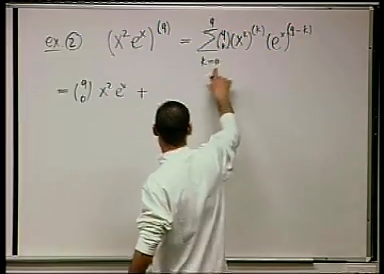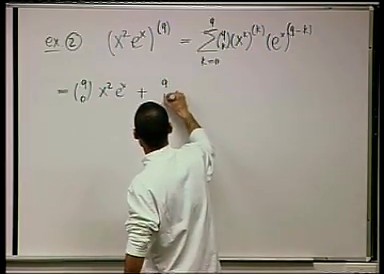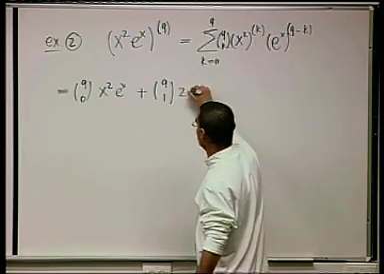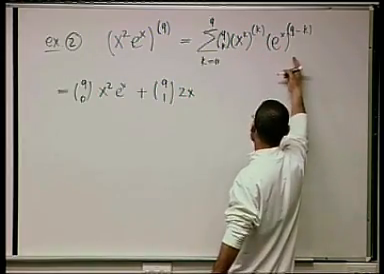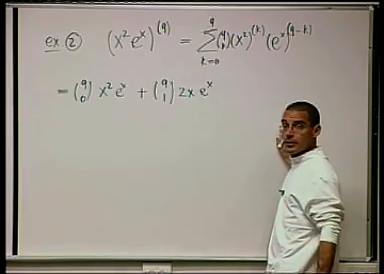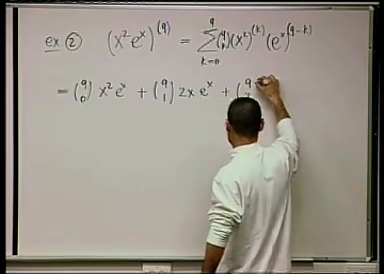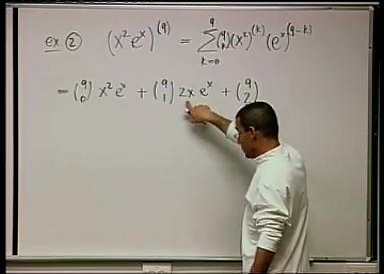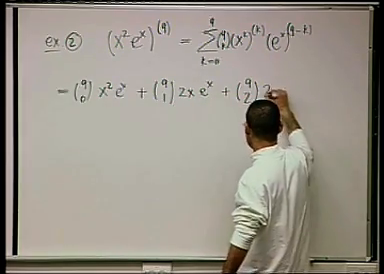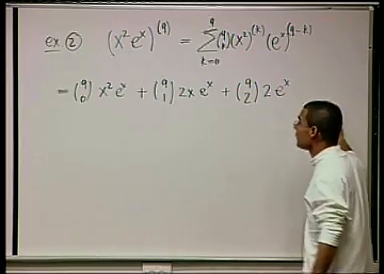Plus, and now I have to plug in k equals 1. For k equals 1, I get 9 over 1, the first derivative of x squared, which is 2x, times the 8th derivative of e to the x, but that's still just e to the x, plus 9 over 2, the derivative of this. What's the derivative of this? 2. And the 7th derivative of e to the x, which is still e to the x.